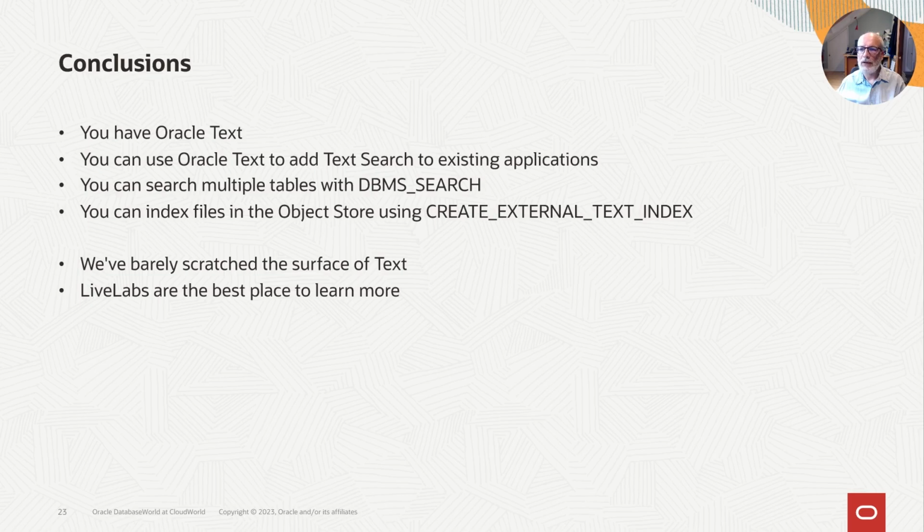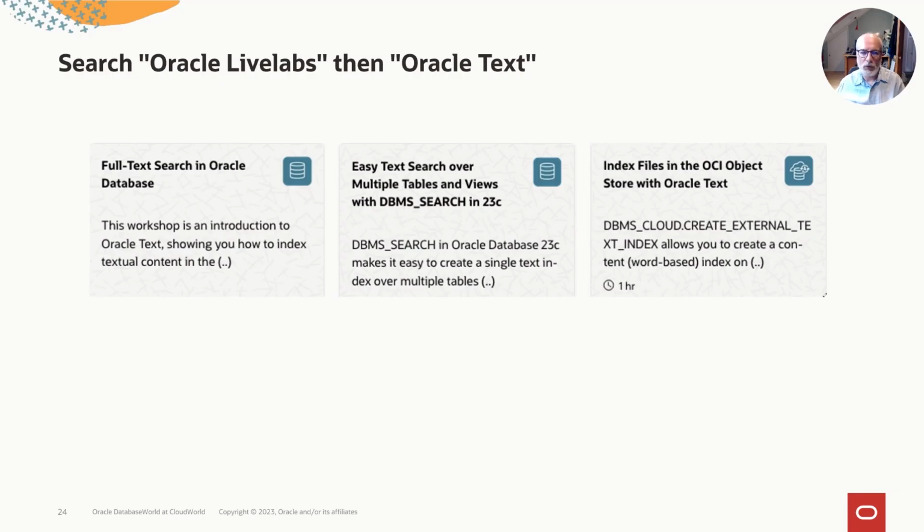Now, those three scenarios that I've talked about today are really well covered in these Oracle Live Labs. So just go to Oracle Live Labs, just search for that in Google. That will get you to the Live Labs homepage. And then in the Live Labs homepage, just type Oracle Text. And these are the three live labs which cover the three topics that I looked at today: general full text topics, DBMS search, and create external text index.